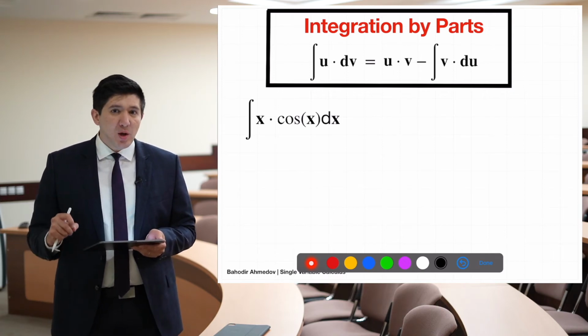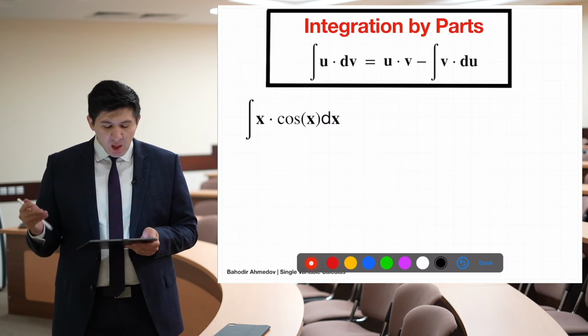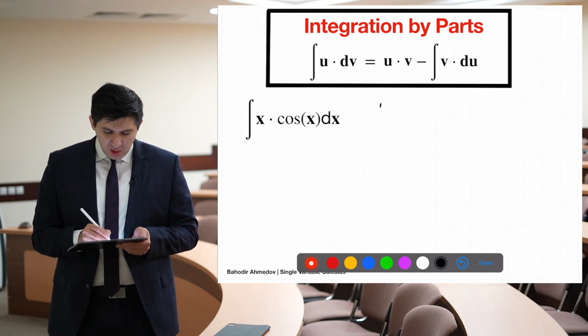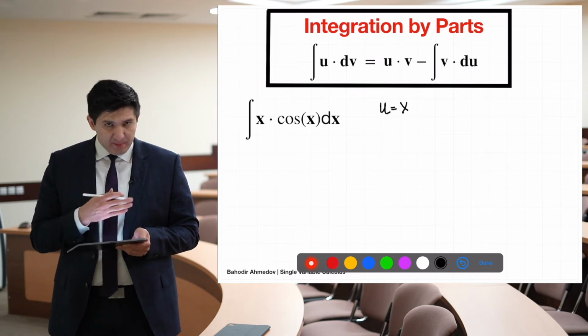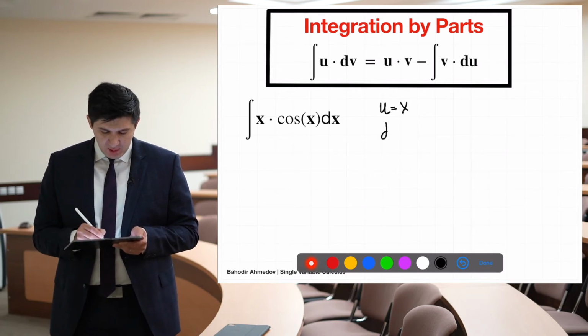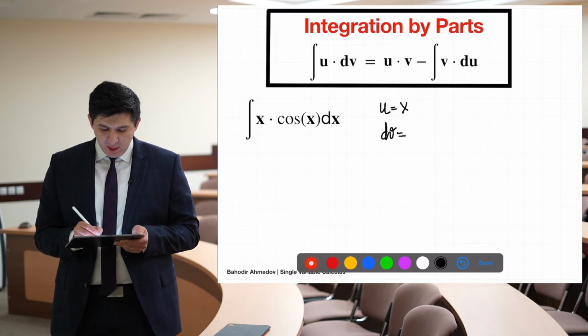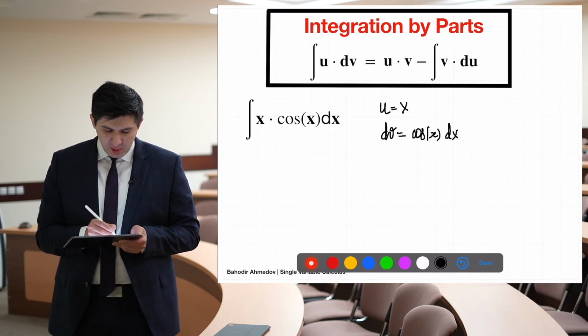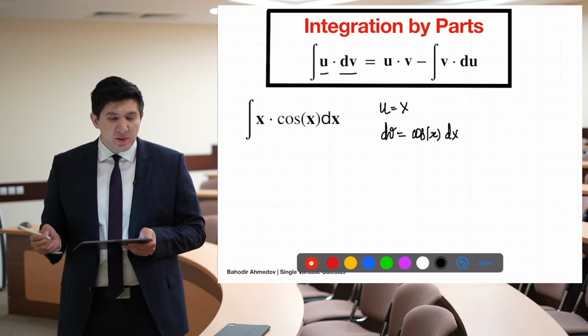So in this case, I'm going to get rid of the x. So I'm just going to make the notation. The u is going to be equal to x. Then the rest of the function, essentially dv, is going to be denoted as cosine of x dx. Okay, so you see, you've got u dv.